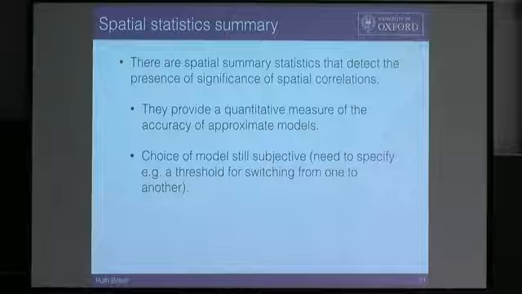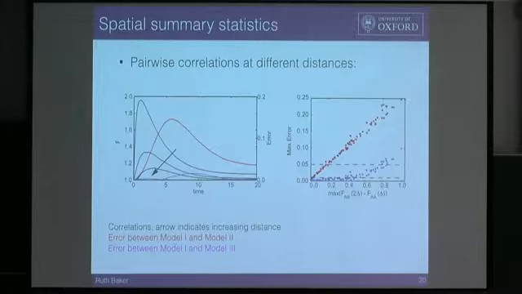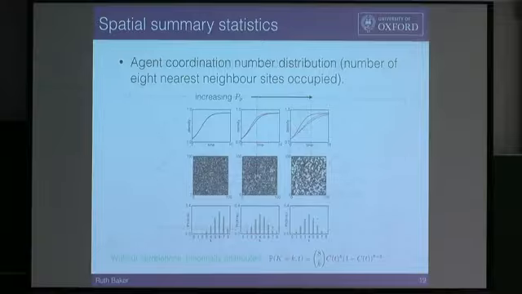But I think the real issue with this, and I think this part of the talk is kind of a negative result, is that the choice of model is still going to be subjective. Because I still have to put down a threshold that says, when my error gets to be this much, I should switch from one model to another.